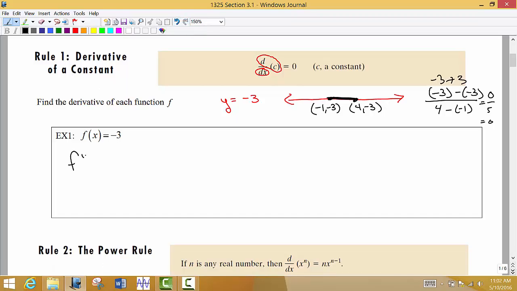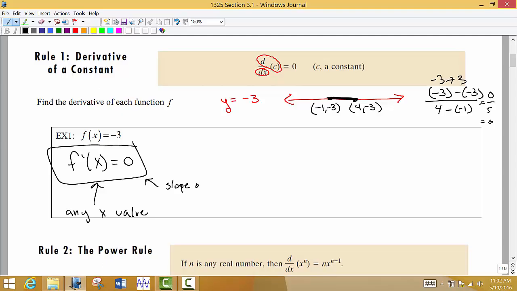So we would say that the slope of this line, the slope at any particular point along the curve, would always be 0. So we're going to say f prime of x, that's our notation that we're going to use to say derivative, would be 0. So essentially we're saying that at any x value that you choose, the slope of the tangent line is always 0. So this is a really important rule, pretty simple. Anytime we're taking the derivative of a constant, the derivative of a constant is always 0.